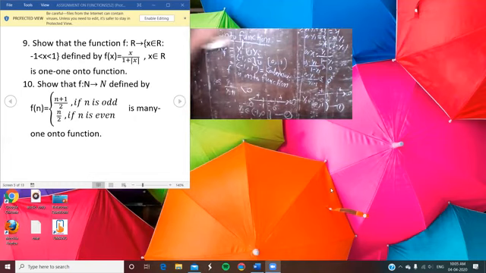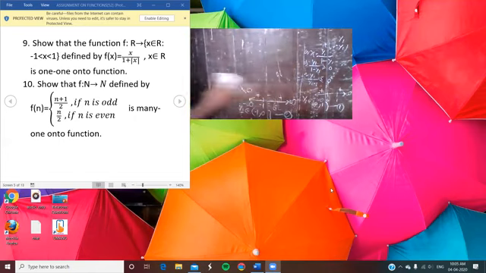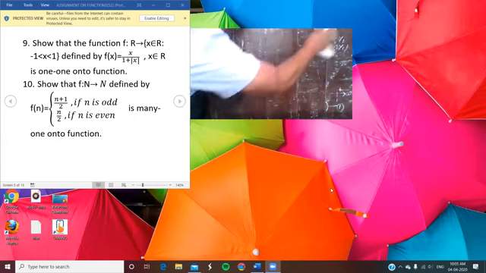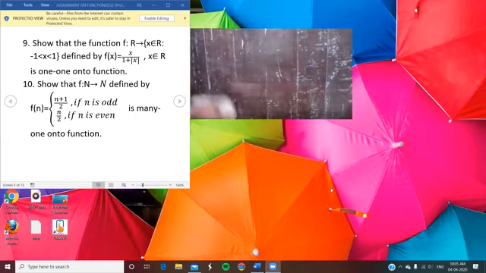Next question. Question number 10. Question number 10 is: f is such that f from N to N defined by f(n) equal to (n plus 1) by 2 if n is odd and n by 2 if n is even is many one onto function.